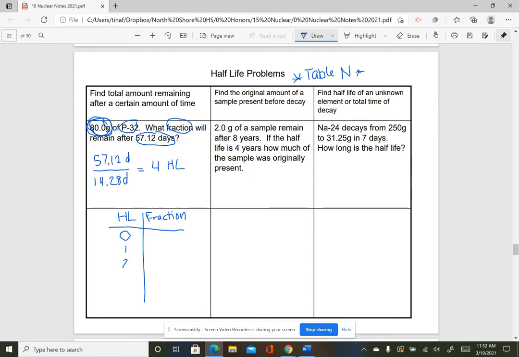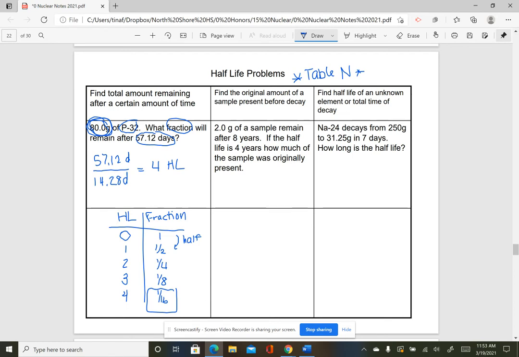Then you want to number from 1 to, I'll number to 4 here because I know that 4 half-lives went by. All right, my fraction column always starts with 1. At time 0, I have my full amount. Every time I jump down 1, I want to cut in half. And when I get down to 4, I realize that I will have 1/16 of my substance left. So every time you jump down 1, you're cutting in half. Okay, let's look at number 2.